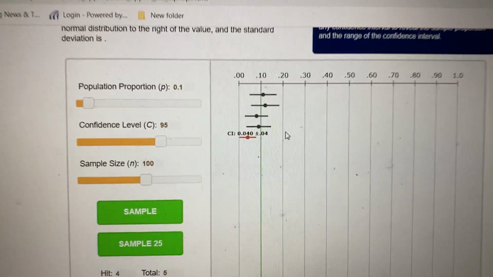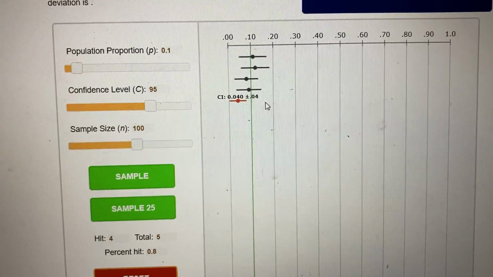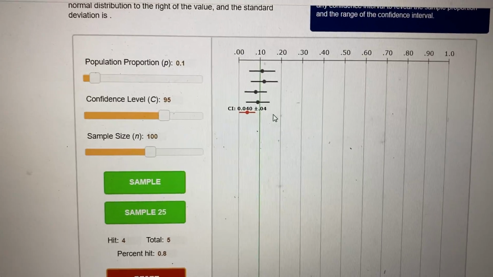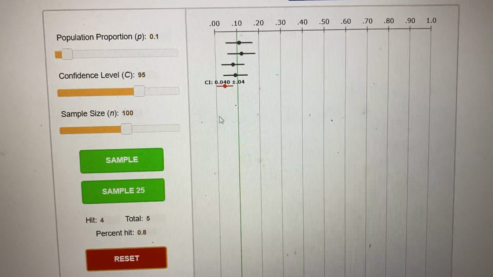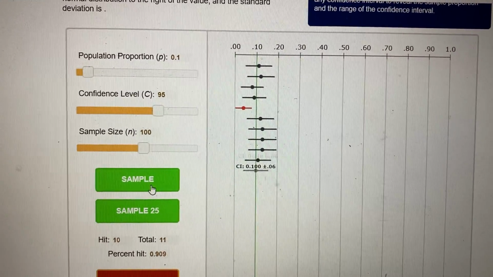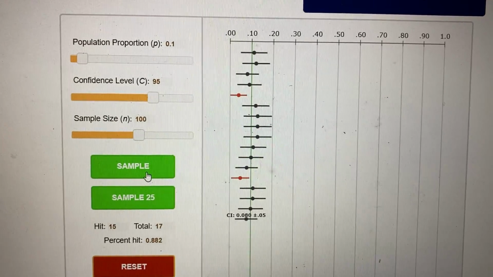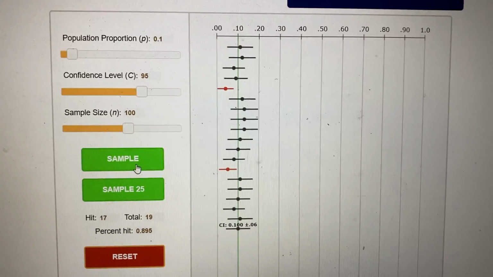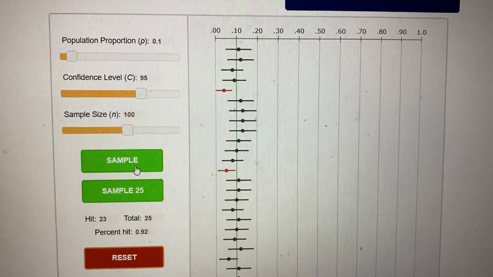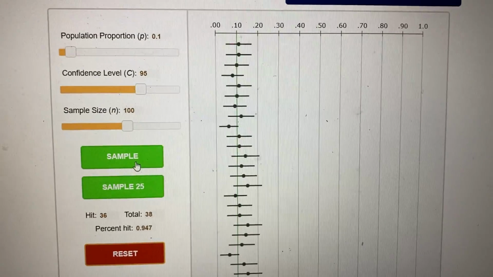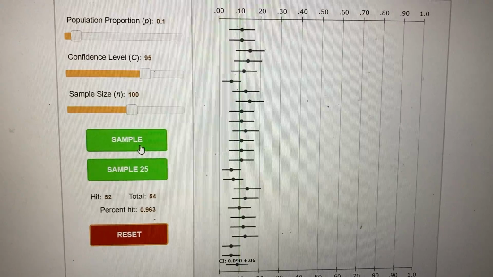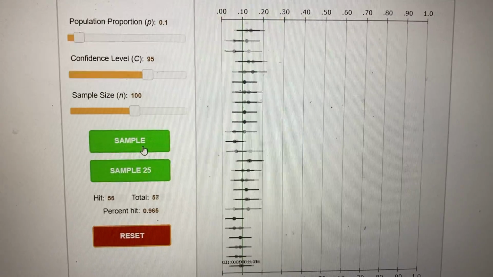But we're not saying that every sample is going to capture it. We're saying that we're 95% confident that the samples will capture the true proportion. And what that means is if we do 100 of these, more than likely 95 out of 100 of our samples will capture the true proportion. So let's do it. How am I doing? Most likely all of my samples are capturing the true proportion.